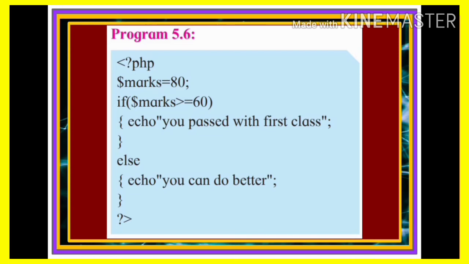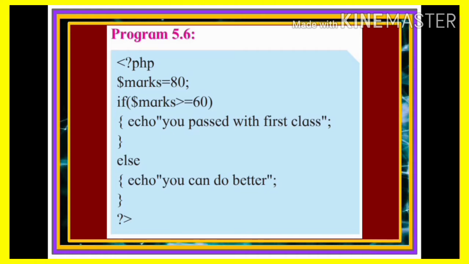Open PHP by using less than question mark PHP. In the next line, declare one variable marks by using the $ sign having the value 80. In the next line, write if, parenthesis, $marks is greater than or equal to 60, close parenthesis. In the first statement block, write echo, in double quotes write you passed with first class, double quote complete, semicolon. Close this statement block by using curly braces.